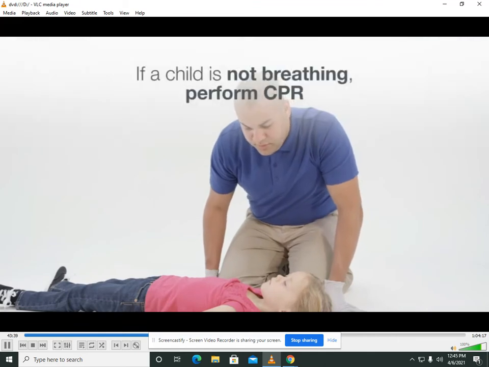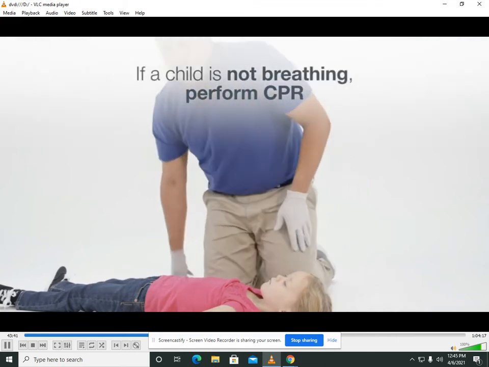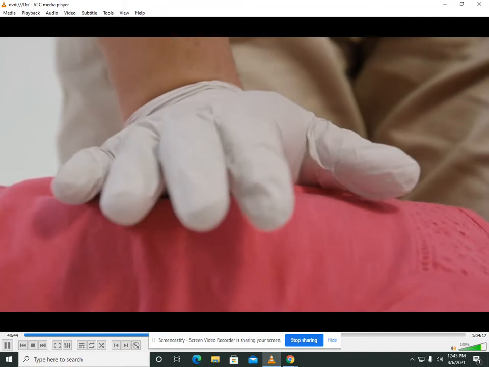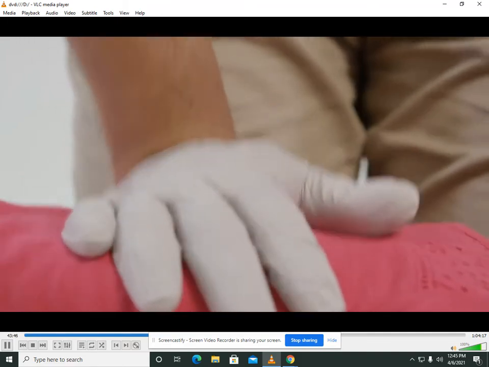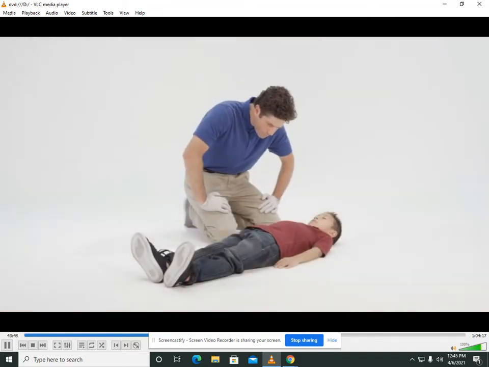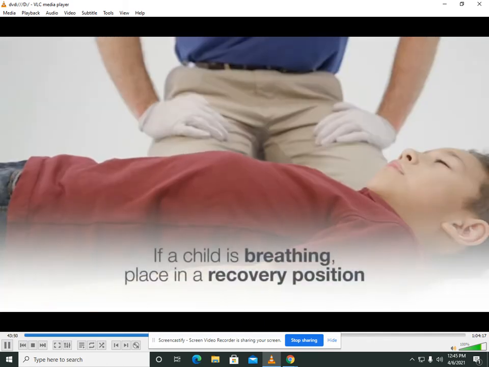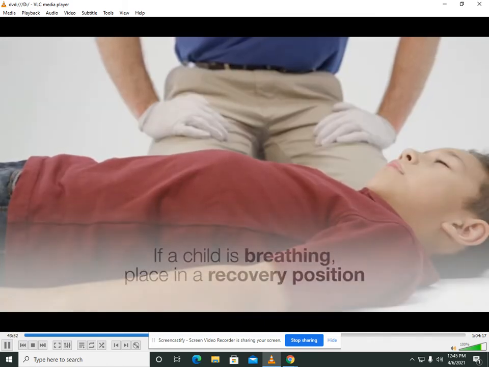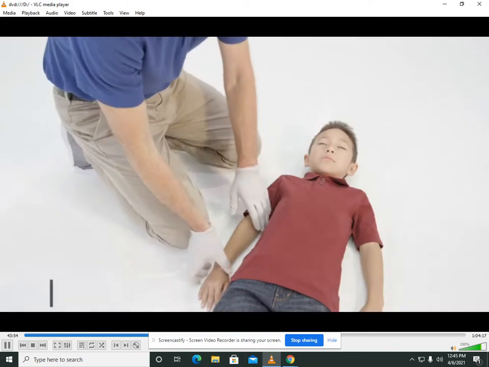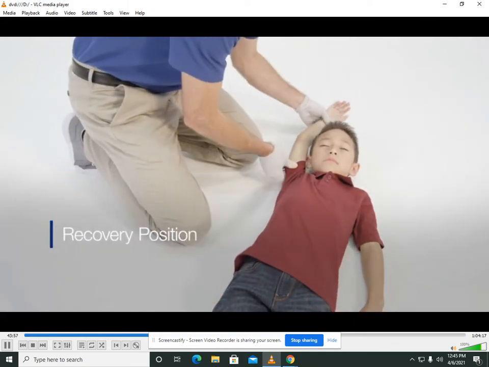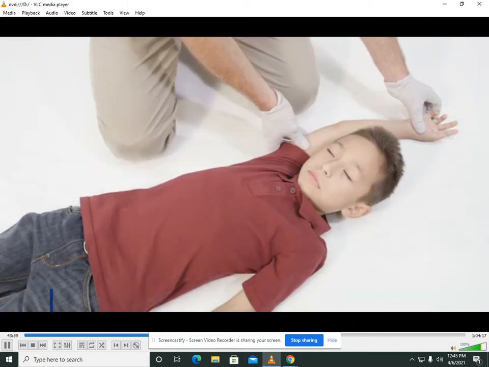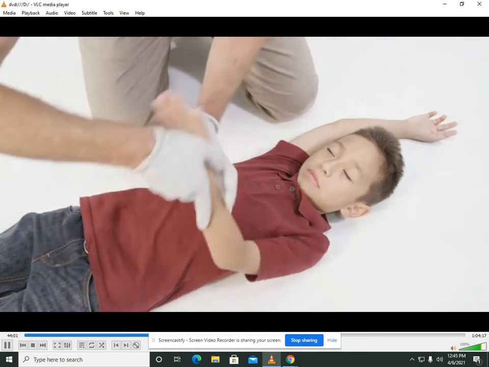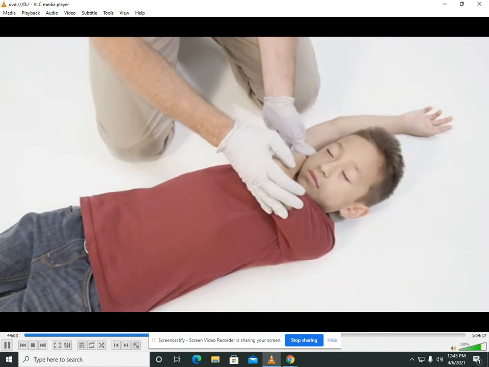If the child isn't breathing or only gasping, perform CPR, beginning with compressions. If the child is breathing normally and uninjured, place him in a side-lying recovery position to help protect the airway. Place the arm nearest you up alongside the head. Bring the far arm across the chest and place the back of the hand against the cheek.